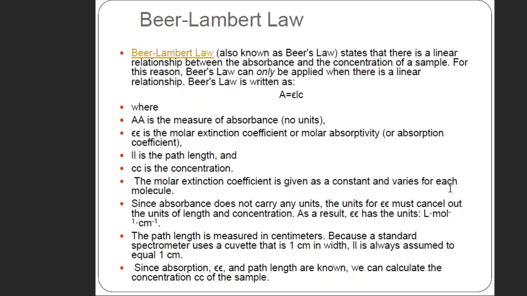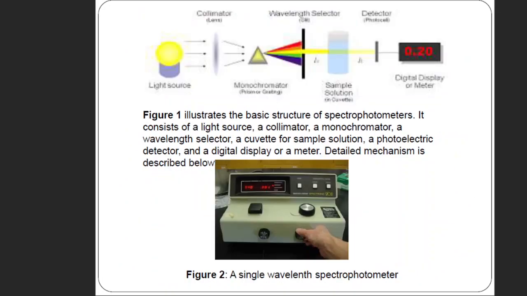So in principle, how this instrument works is stated by these two particular laws. One is Lambert's law, the other one is Beer's law. Together, we can also call them the Beer-Lambert law. But these two laws are different things. So what do these laws state? They state that there is a linear relationship between the absorption and the concentration of a sample. In simple words, I will let you know, coming back to this diagram.